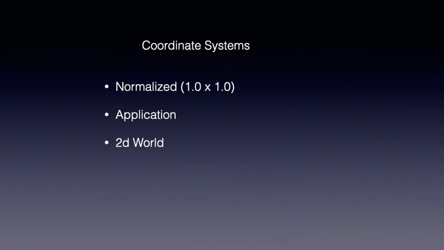Now, the application coordinate system is the coordinate system of the view area within your application. Now, that depends on the size of the view which you choose. Now, there needs to be a mapping between points in the normalized coordinate system and points in the application coordinate system. There's a 2D world coordinate system, which I'm going to discuss when we get to the rotation function.